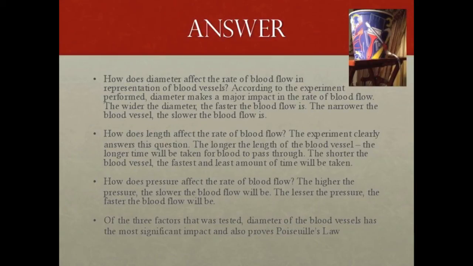The wider the diameter is, the faster the blood flow. The shorter the length is, the faster the blood flow. The hypothesis about pressure was incorrect because a moderate to light water pressure is essential for blood flow. According to the experiment, diameter is the most important factor for blood flow.